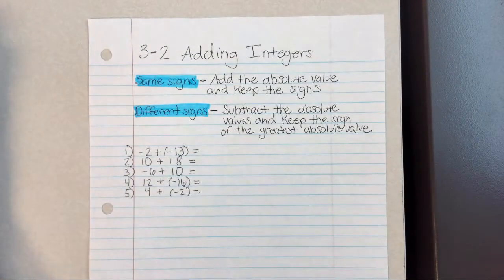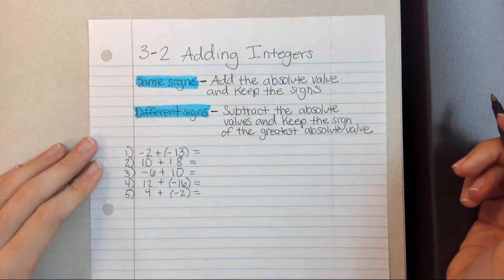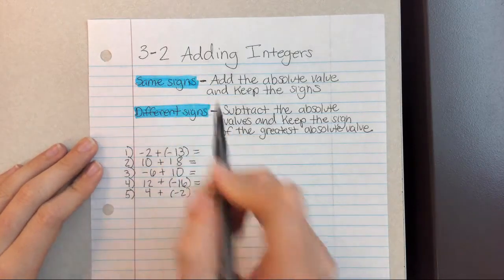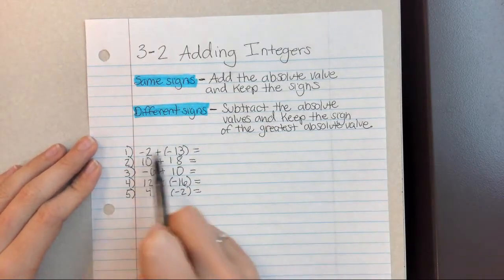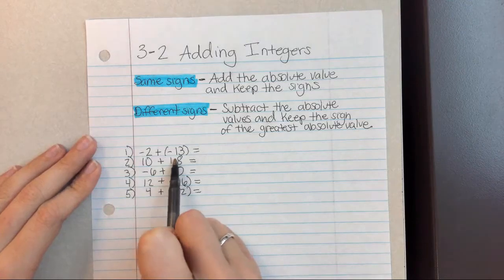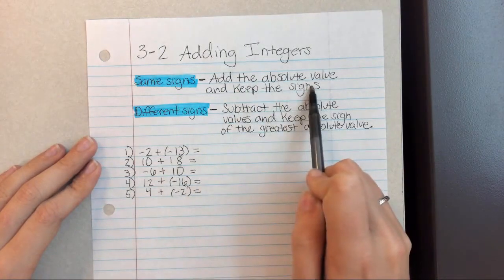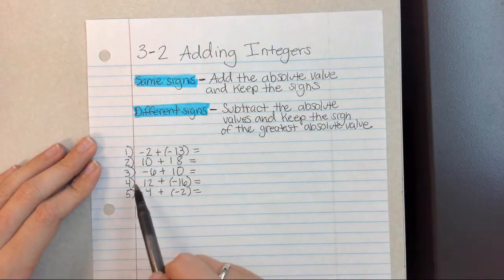Alright, so today we were talking about adding integers, and your adding integers rules are: if you have the same sign, meaning if they're both negatives or they're both positives, you need to add the absolute value and keep the sign. And I'll explain that better in a minute.